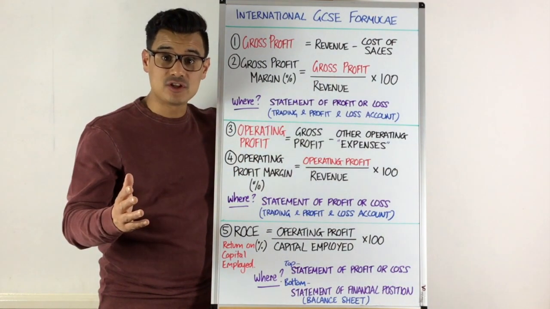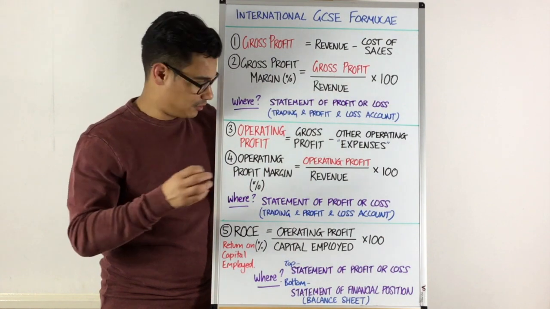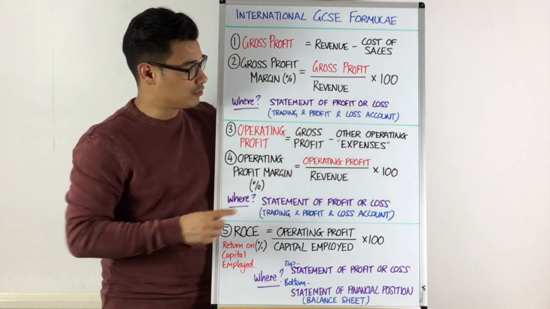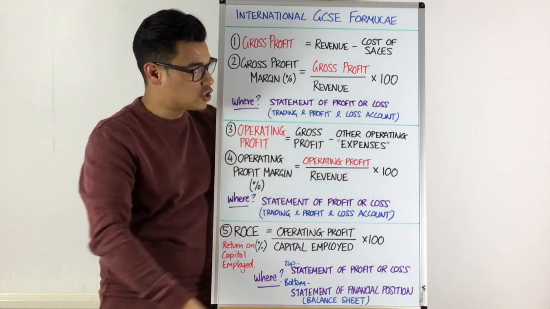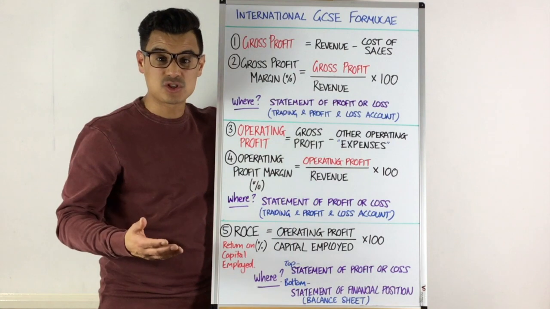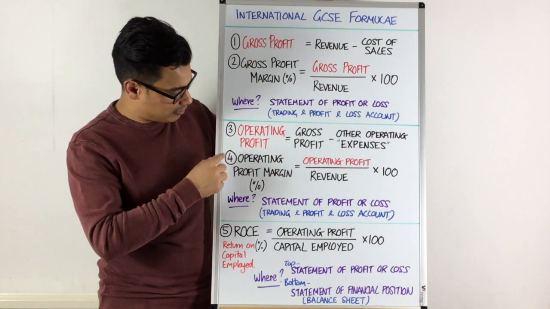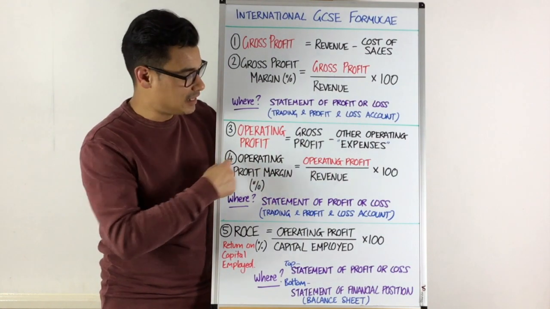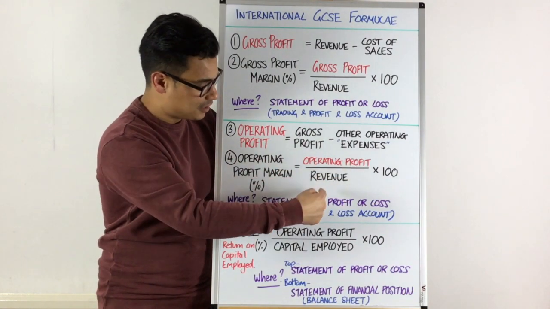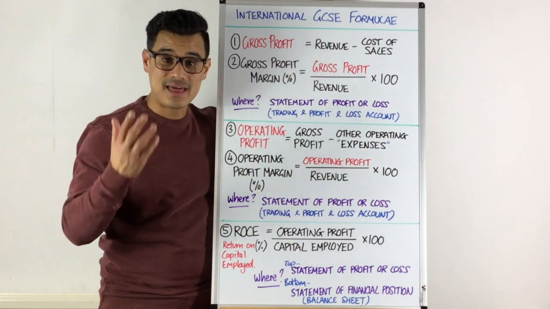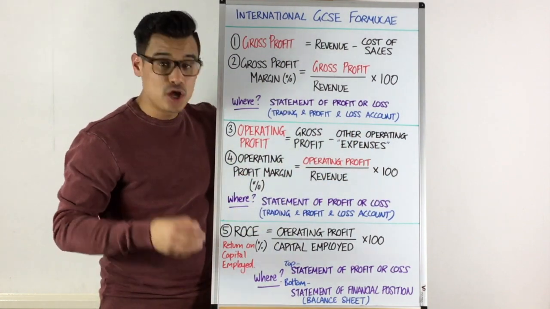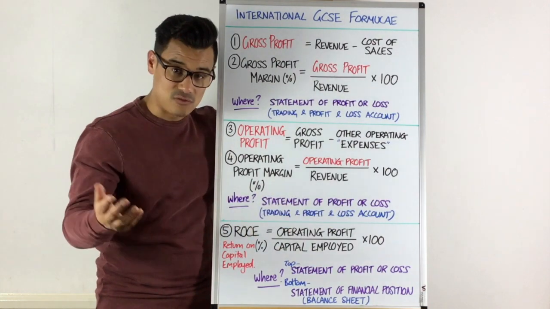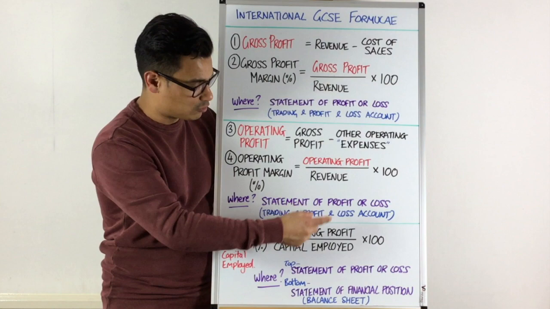The third formula that you're going to see is operating profit. And operating profit is simply gross profit that you calculated earlier on, minus operating expenses, sometimes just called expenses. And operating profit margin relates closely to operating profit because it is simply operating profit divided by revenue times by 100 and therefore calculated as a percentage. You will also find these numbers on the statement of profit or loss, otherwise known in the UK as the trading profit and loss account.